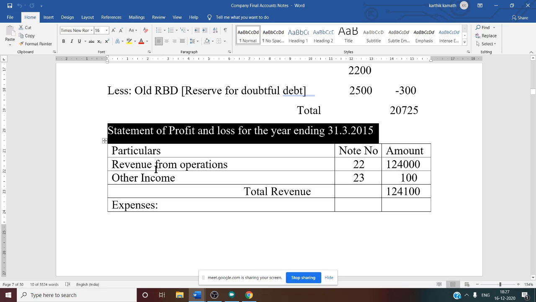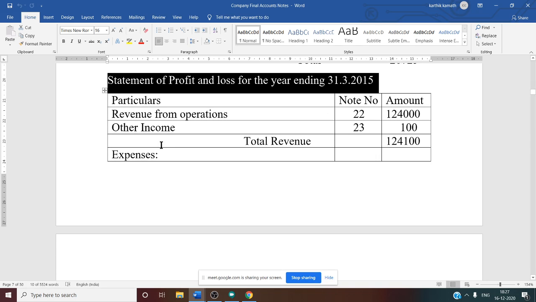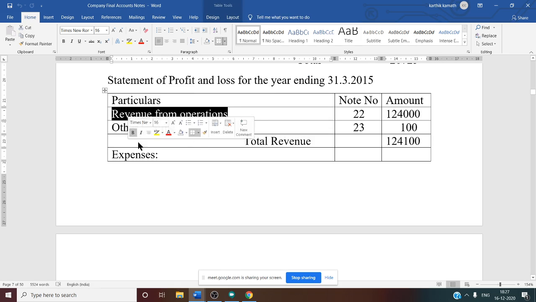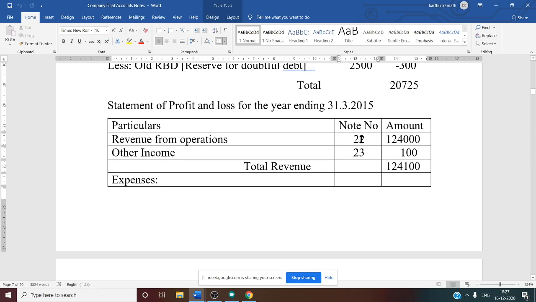Format we have already discussed. Initially in the first class we have discussed all the formats. So the same thing you have to write now. See this particular note number and amount column, three columns you have to do. So under particulars we know total revenue means only two working notes are there. Revenue from operations, first thing you have to write, working note number 22.